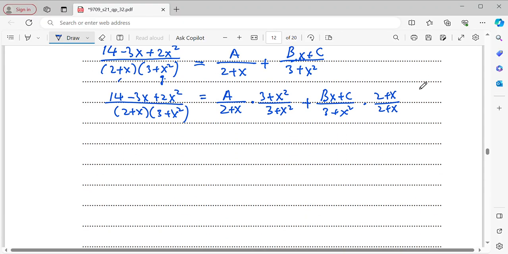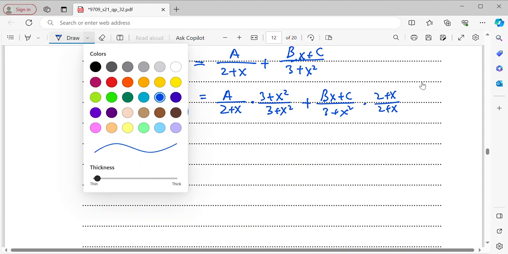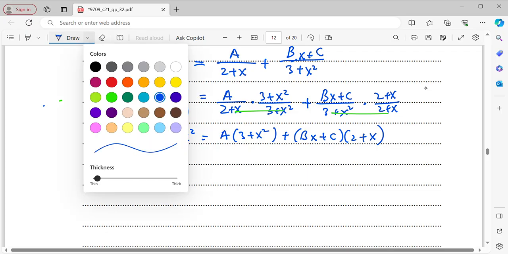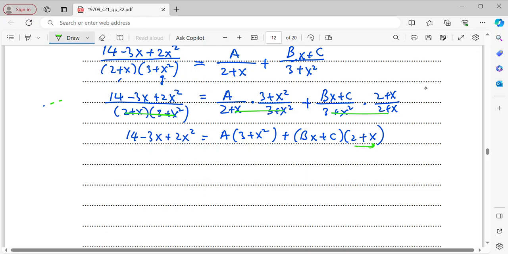Okay, now since all functions have the same denominator, that means we can just ignore all the denominators and write down the numerators. So it will be 14 minus 3x plus 2x squared equals a multiplied with (3 plus x squared) plus (bx plus c) multiplied with (2 plus x). So now, to get the unknowns, I will let the linear factor be 0.